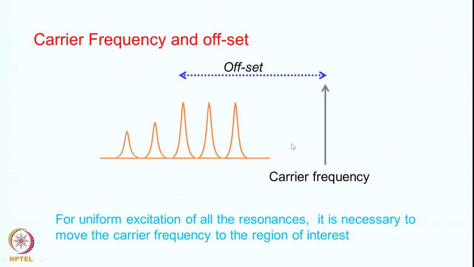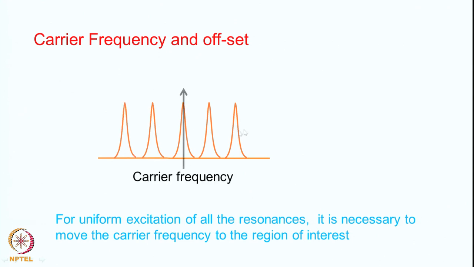You see here, if your carrier frequency, which is your RF frequency, is put in a particular place, this is the omega naught frequency here, and if you put it here which is far away from the region of your interest, then what happens is some signals are excited with this intensity, some signals are excited with lower intensity because the RF power is low here. So we do not want that to happen. We want uniform excitation of all these spins, and therefore we will have to shift this carrier frequency to the center of this region of the spectrum, and this is what you do.